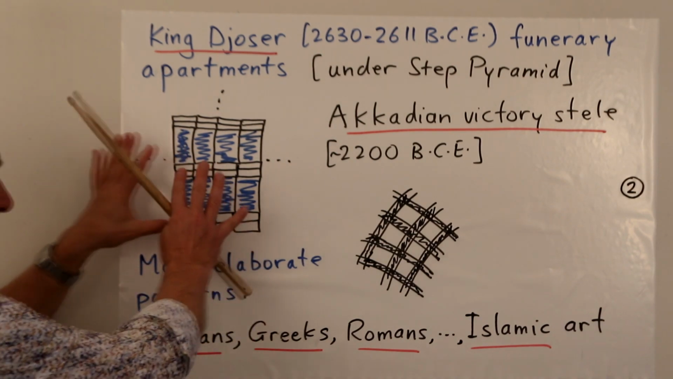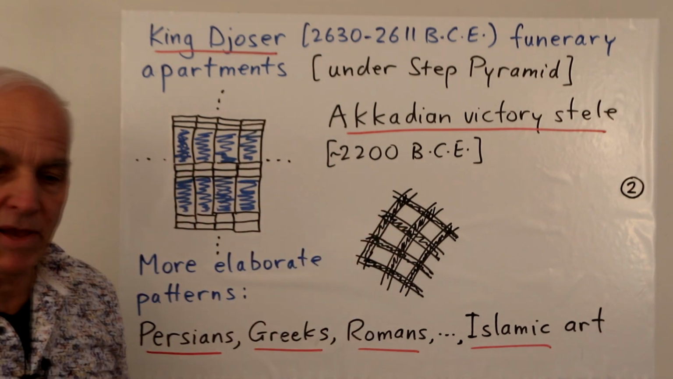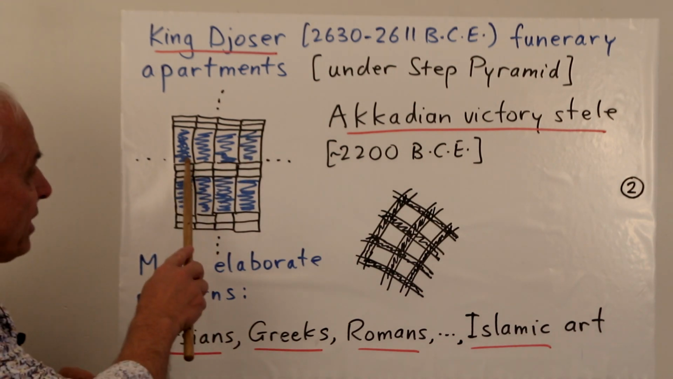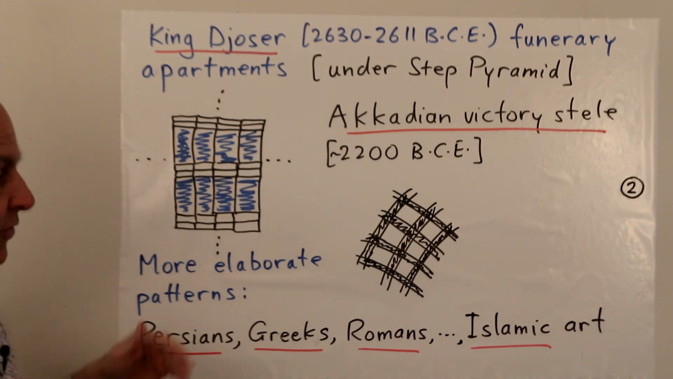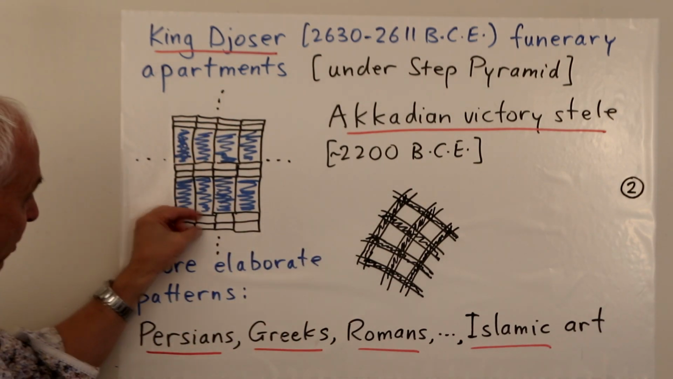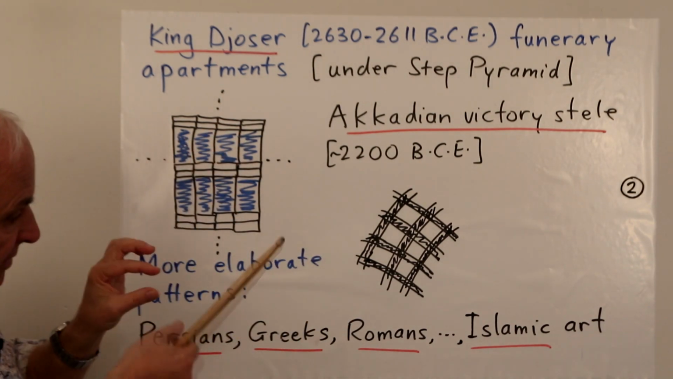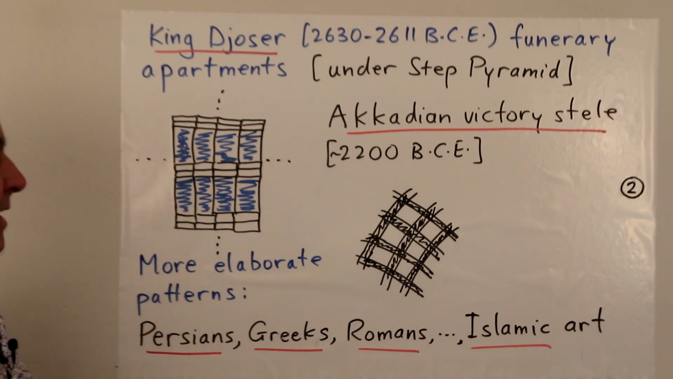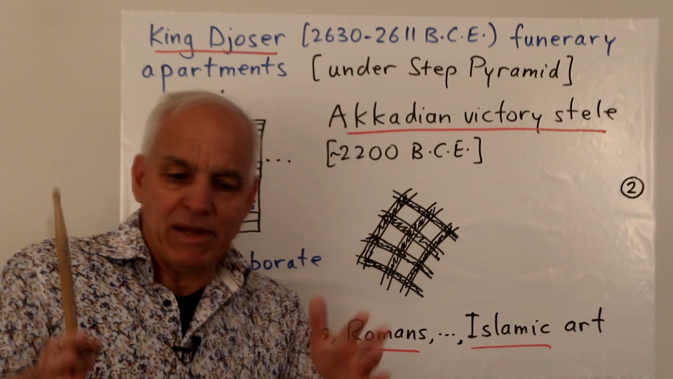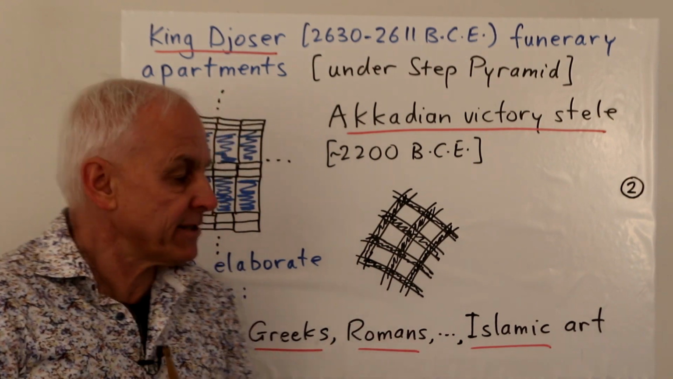and in one of the funerary apartments underneath the Step Pyramid, you can find a wall which is decorated in a very pleasant fashion with a tiling consisting of mostly these rectangular blue tiles. And there's quite a lot of them, maybe 15 or 20 in either direction, interspersed with these rows of decorative smaller rectangles. So that's obviously something geometrical, a pleasant pattern that looks nice.